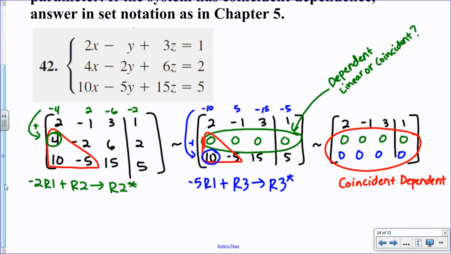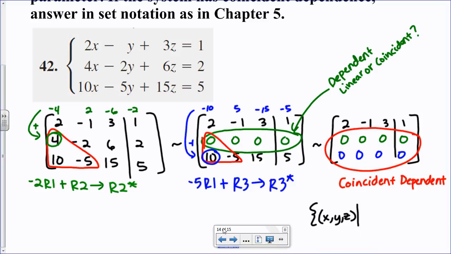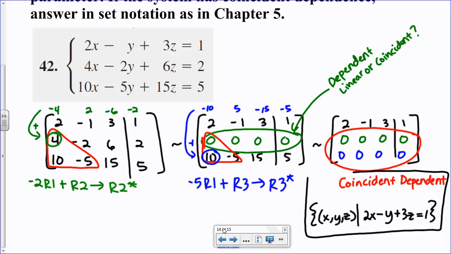Which means I have to write it in set notation. So x, y, z, such that, and then write your first equation. So 2x, so put the variables back in, minus 1y plus 3z equals 1. Technically, you could write any of the three, but this is the one that's still left in the matrix, the first one. So that is my solution.